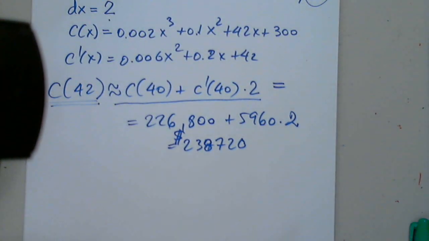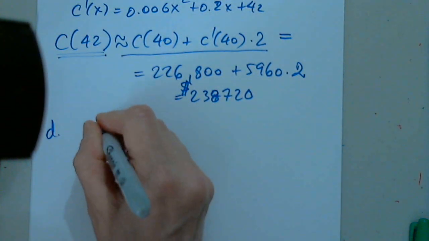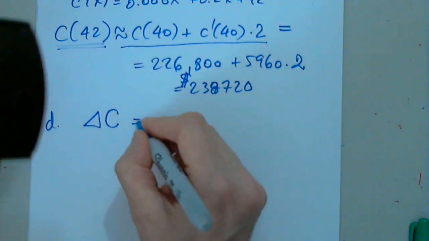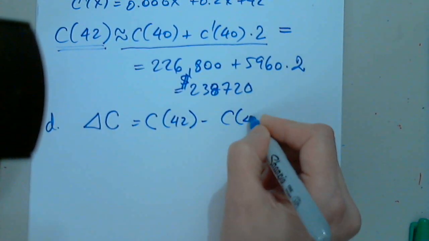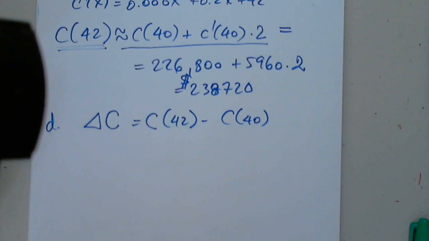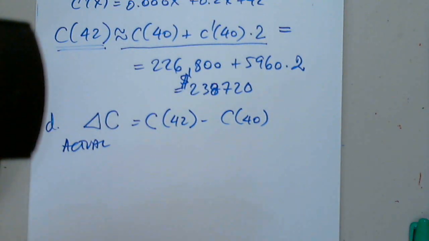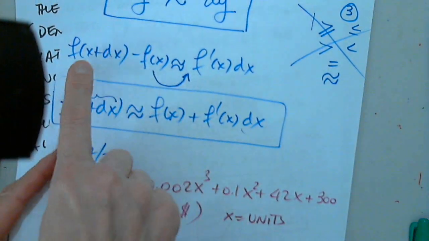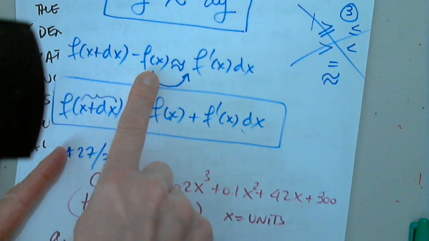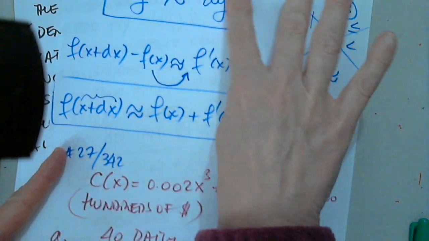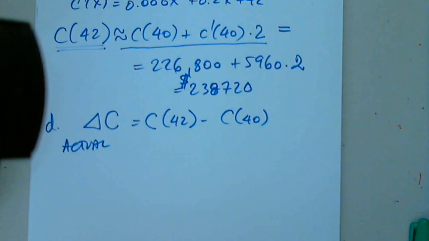Okay. So here we are asked to find delta C, which is C of 42 minus C of 40, because it says actual. And the formula for actual is C of 42 minus C of 40. That's the actual. This is the approximate. Good. So see, that's why I have the function plugged in. I go back. All I have to do is plug in 42.